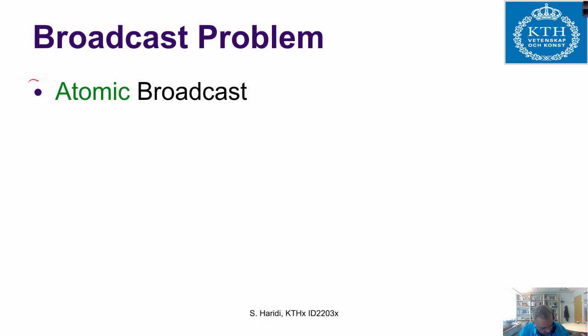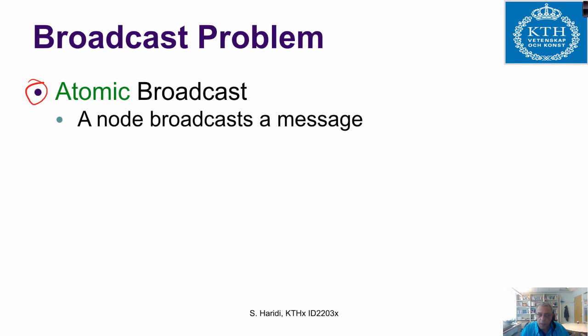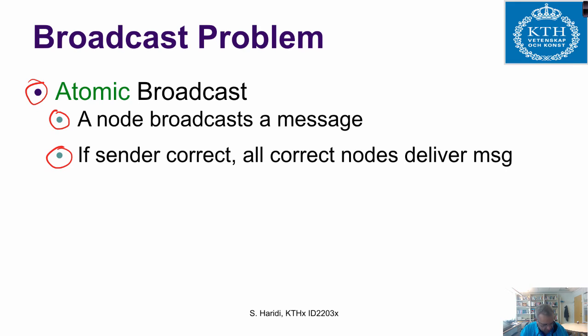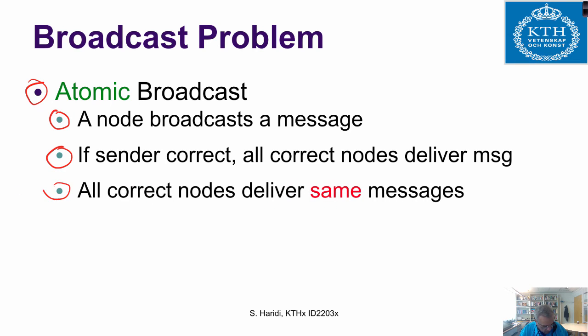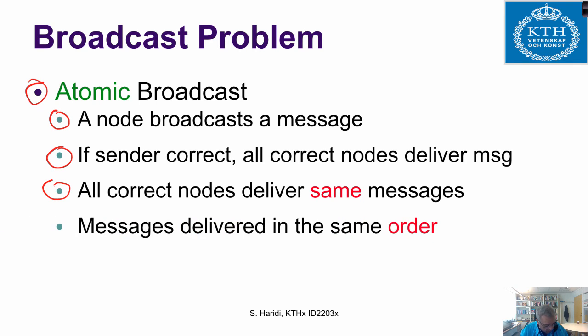Another problem is atomic broadcast. In atomic broadcast, a node broadcasts a message to all other nodes in the system. If we assume the sender is correct, then all nodes deliver the message, and all nodes deliver the same messages in the same order. So this is an agreement even about the order of message delivery. That's good.